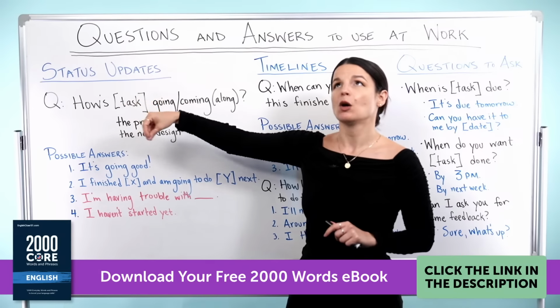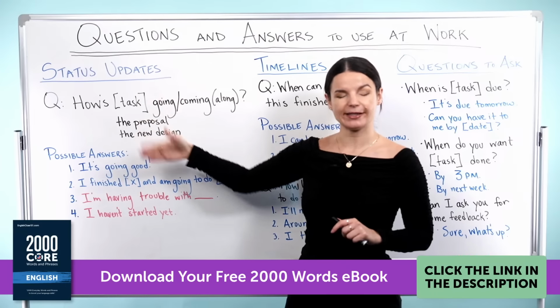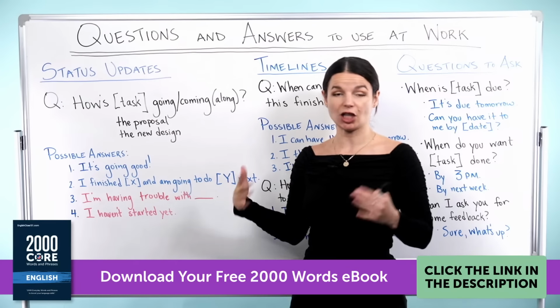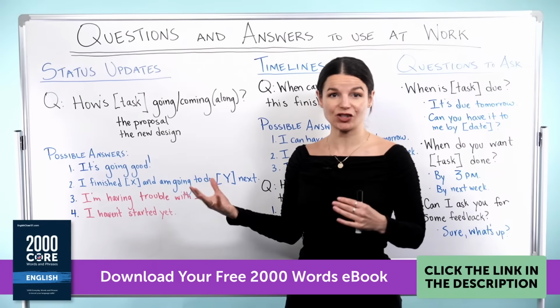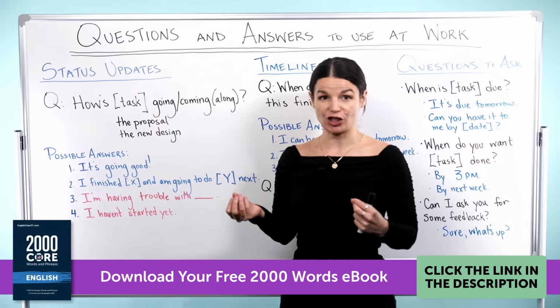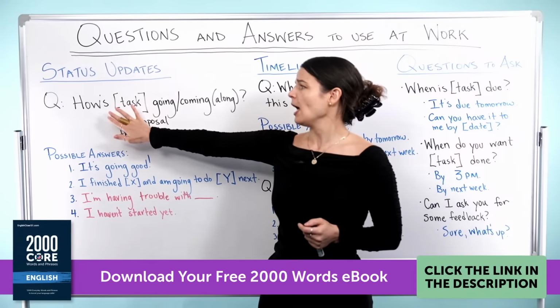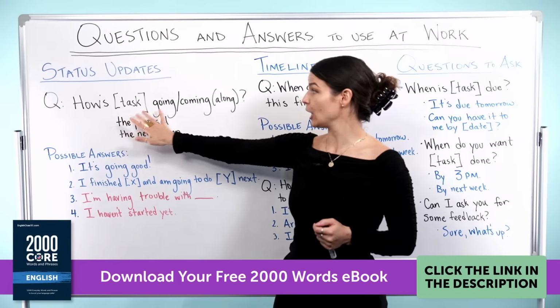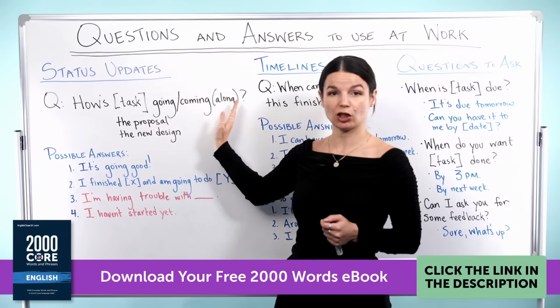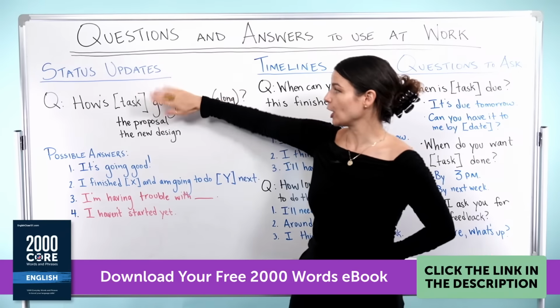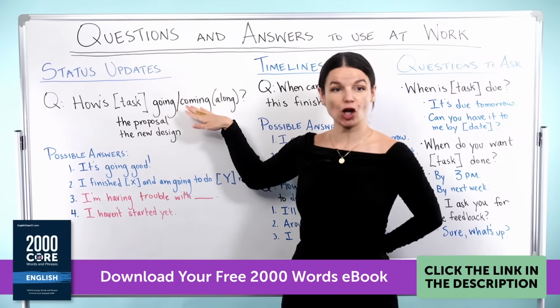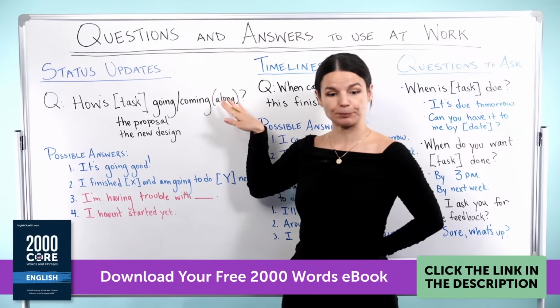I chose one key question and a lot of sample answers because there are a lot of different ways to answer this question, and we can add some more questions to this as we go today. So, question: how's task going or coming along? All right, I want to include a point here. How's task going or how's task coming?